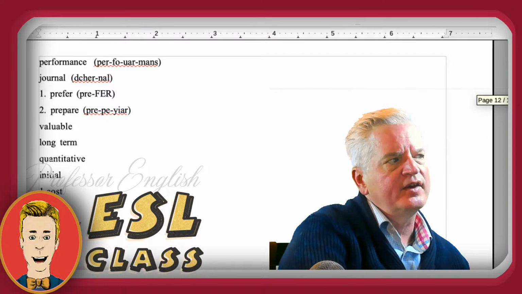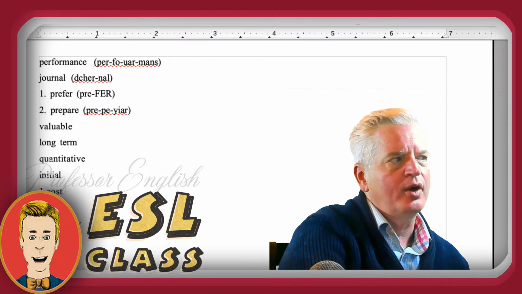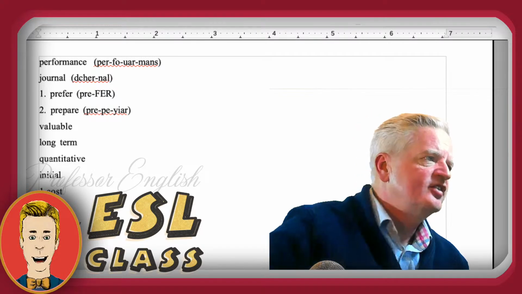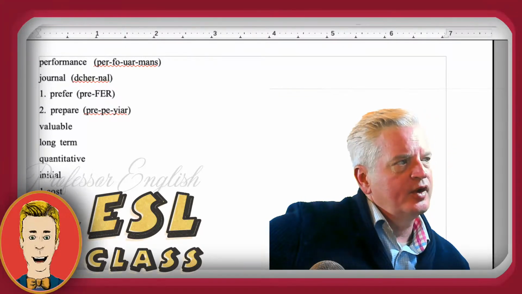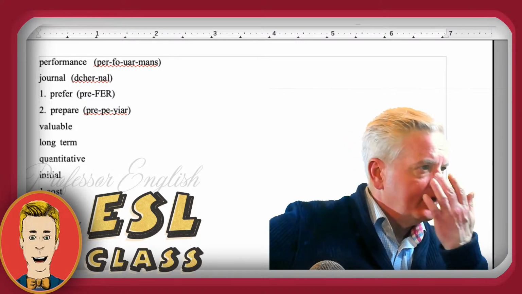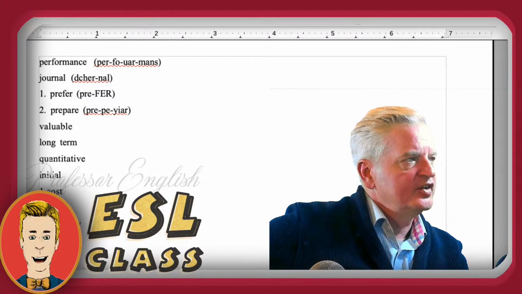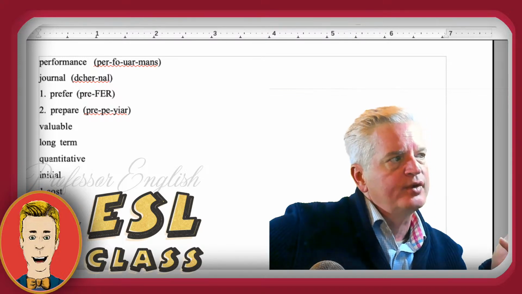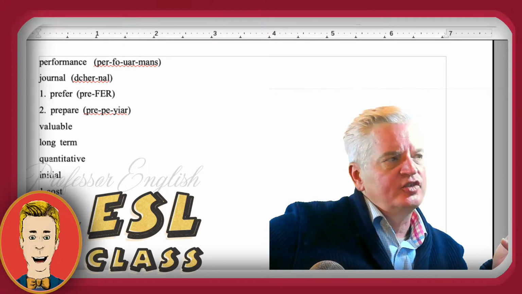I think the next word, this is a word she always has problems with. And I think it's just difficult for Korean people to combine the R sound with certain other sounds. But let's take a look at how you should pronounce this. Let's start with the first syllable. Per. Is that long or short? Per. That's short.